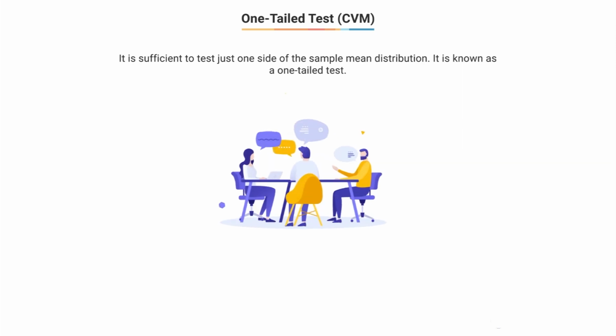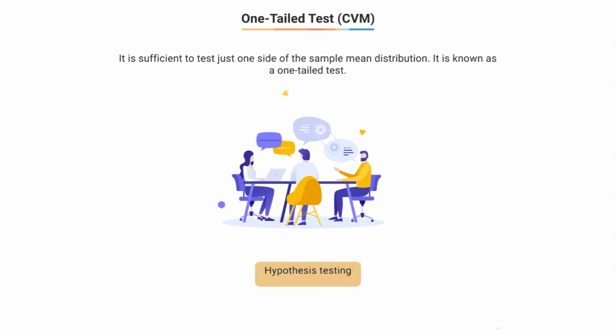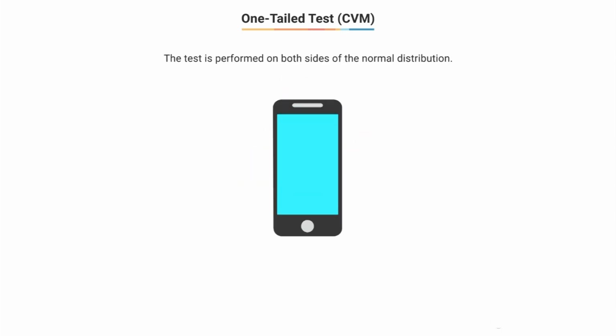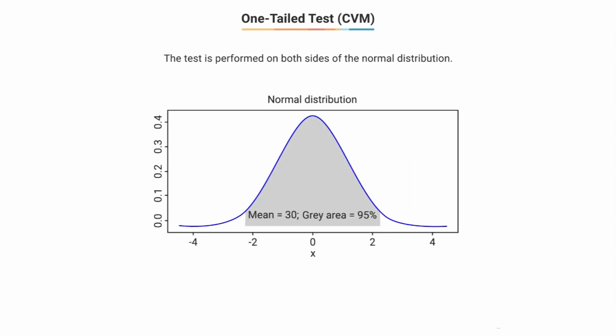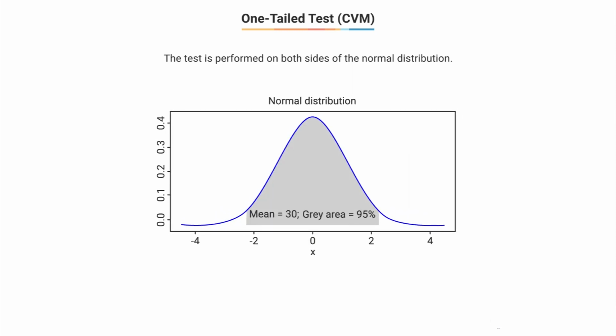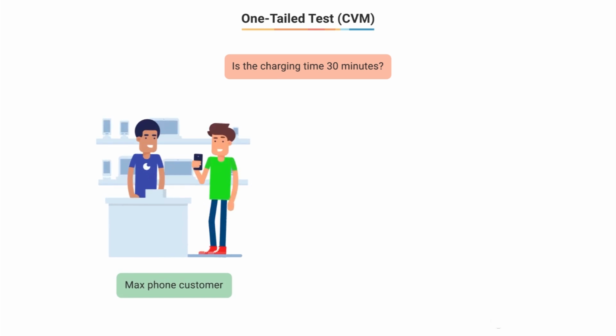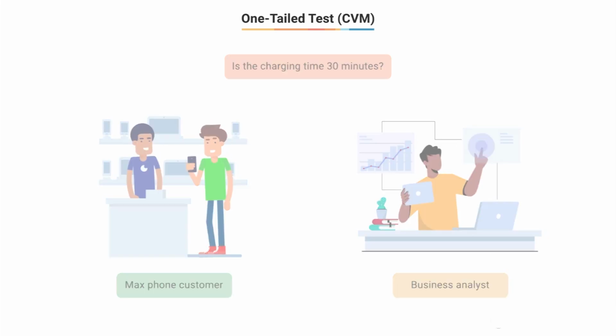In the previous discussions, we learned how to conduct a simple hypothesis test. You may have noticed that in the Max phone example, we performed the test on both sides of the normal distribution. That is, we would have rejected the null hypothesis if the sample was significantly different in either direction. This is because we wanted to test if the time taken is exactly 30 minutes, but what if you are a Max phone customer instead of a business analyst?